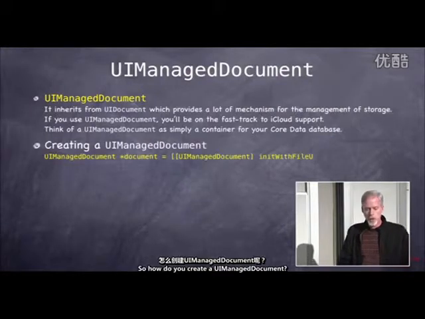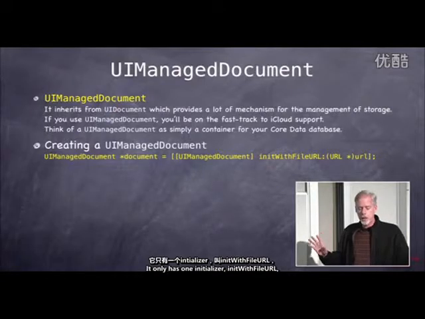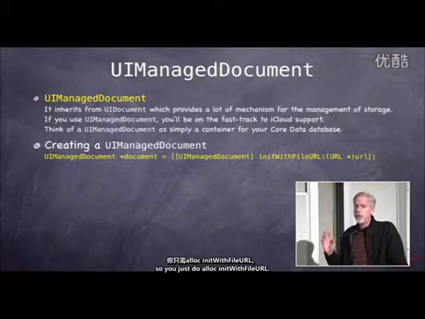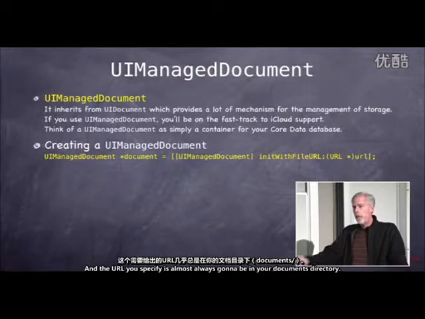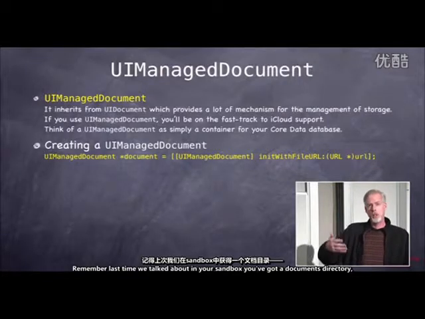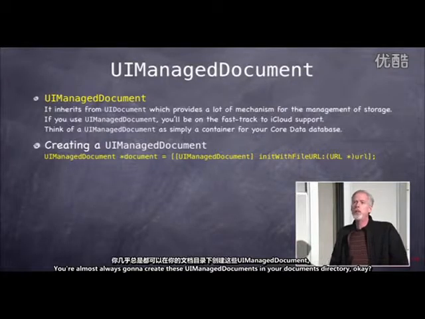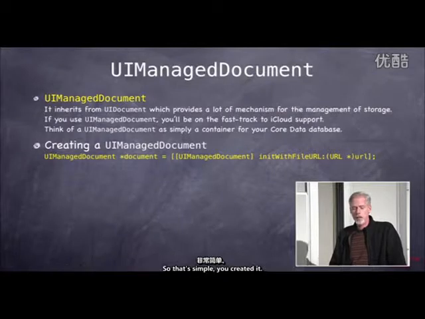All right, so how do you create a UIManagedDocument? Super simple. It only has one initializer, initWithFileURL. So you just do alloc initWithFileURL, and the URL you specify is almost always going to be in your documents directory. Remember last time we talked about your sandbox, you've got a documents directory, cache directory, etc. You're almost always going to create these UIManagedDocuments in your documents directory. Okay, so that's simple.